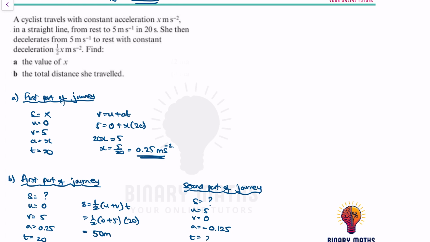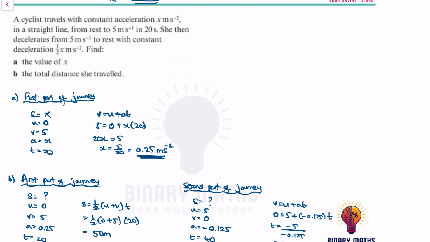So to find time, we can use V is equal to U plus AT. So 0 is equal to 5 plus negative 0.125 times time. So the time will be equal to negative 5 divided by negative 0.125, which is equal to 40 seconds. So that means this journey is taking 40 seconds. So I can write 40 here.